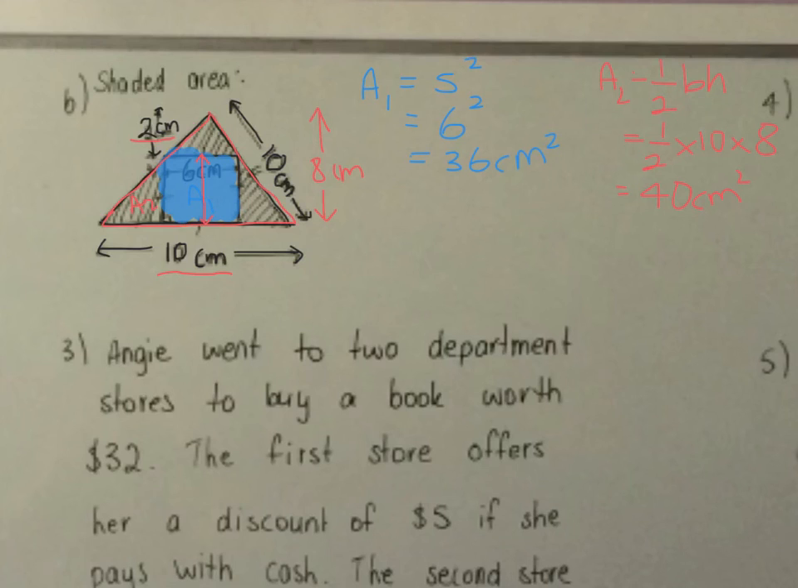This time, the area of the shaded section is found by taking the area of the triangle, or area 2, and subtracting from it the area of the square, or area 1, giving us 40 square centimetres minus 36 square centimetres, and a total shaded area of 4 square centimetres.